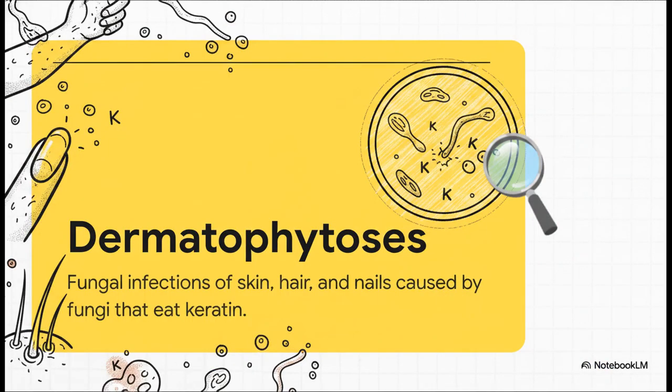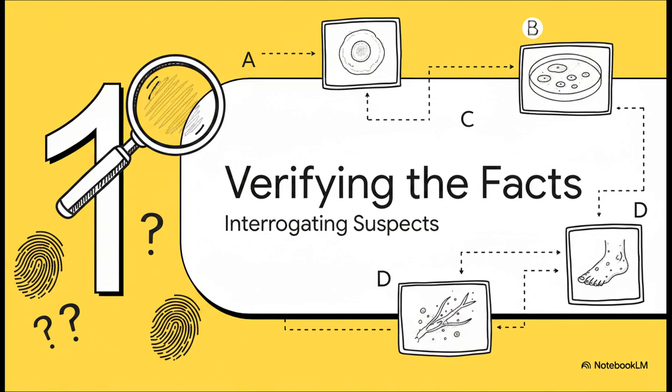So, first things first, let's get a handle on the crime scene. We're dealing with dermatophytoses. Basically, these are infections from a very particular group of fungi called dermatophytes. You can think of them as tiny organisms with a very specific diet, keratin. You know, that tough protein that makes up our skin, our hair, our nails, and that's exactly where these infections pop up. Like any good detective, we've got to build our case by verifying the facts. So we're going to start by interrogating our first 3 suspects, that's statements A, C, and D, and see if their stories actually hold up.